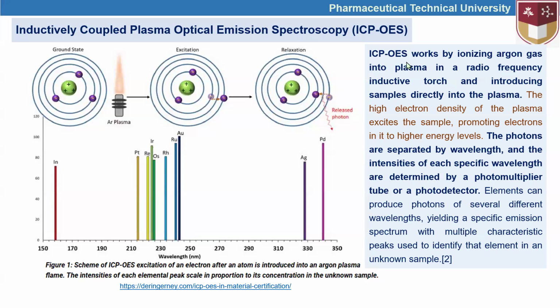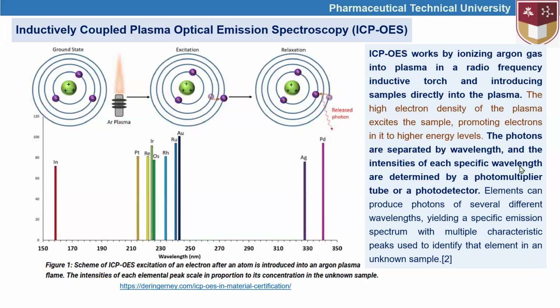So ICP-OES works by ionizing argon gas into plasma in a radio frequency inductive torch and introducing samples directly into the plasma. The high electron density of the plasma excites the sample. Here we can see the excitation, promoting the electrons in it to higher energy levels. So they go to a higher energy level.